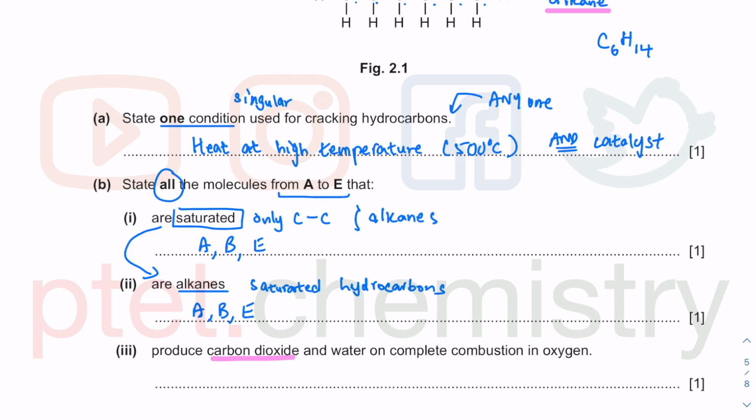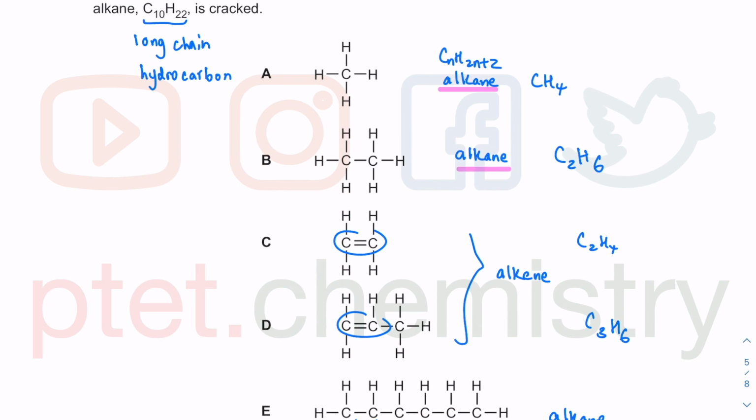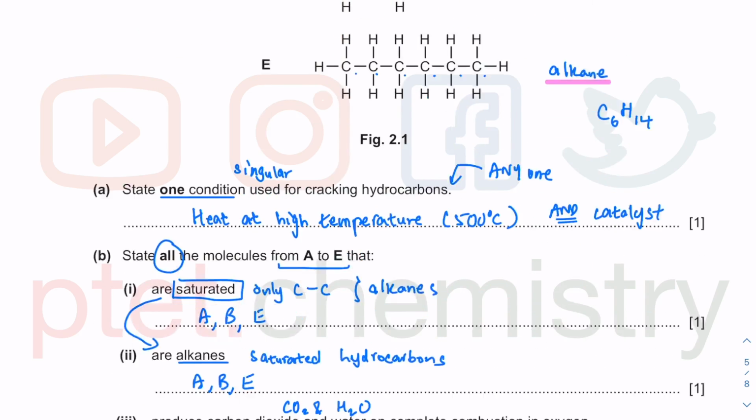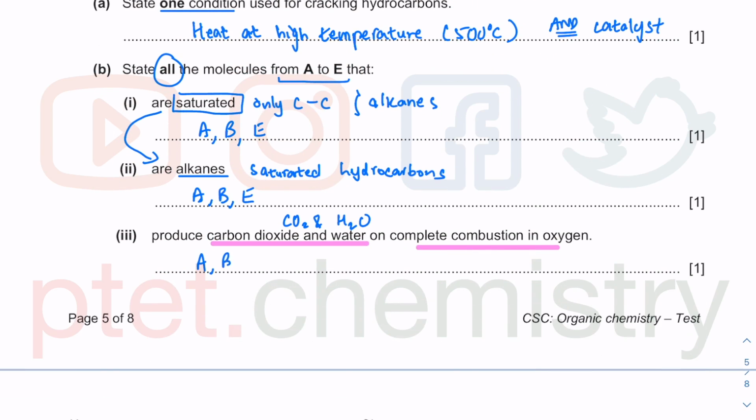Now, which produce carbon dioxide and water? This is complete combustion. When you burn in oxygen, you get CO2 and water. All the hydrocarbons will do that. Alkanes and alkenes will both combust completely in oxygen to give you carbon dioxide and water, because there are no other atoms in a hydrocarbon apart from hydrogen and carbon. So A, B, C, D, and E will all burn in oxygen to give you carbon dioxide and water if burned completely.